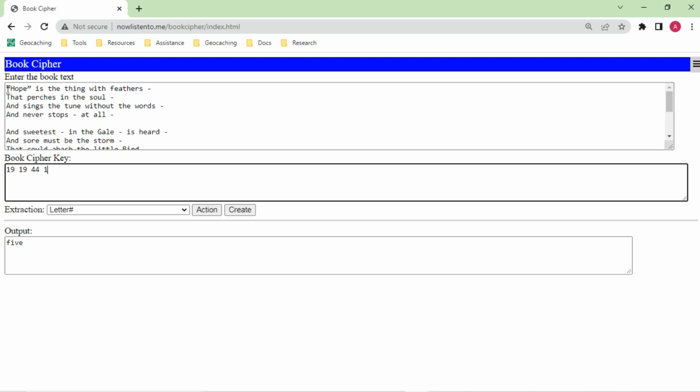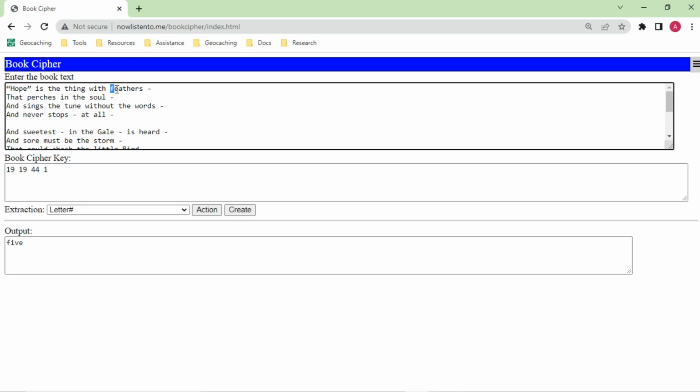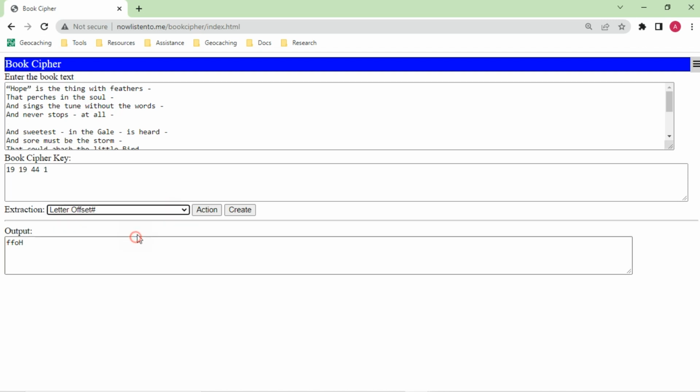So for example, in this case, it's the 19th letter, which was the F again, right? And then go 19 forward, which would give us the 38, which would be right there. And then go 44 down, which would give us the V, and so on. So, of course, if I do a letter, it wouldn't do it, right? It would pick the 19th again, 44, whatever, somewhere around here. So the O, and 1 would be the H, right? However, if I say letter offset, then I get the 5 that I'm looking for. So that's really how book ciphers work.